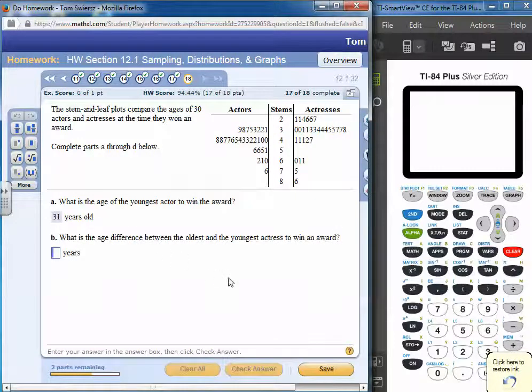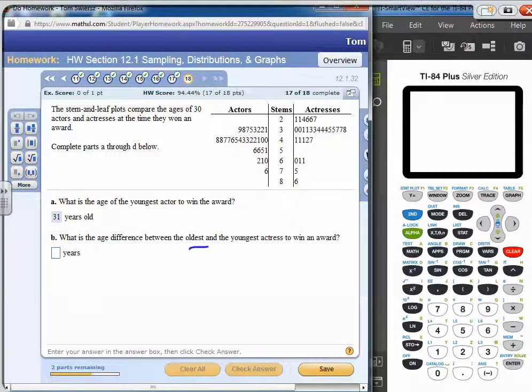What is the age difference between the oldest and youngest actress? Okay, the age difference, so we've got to subtract. So the oldest actress is 86. 8 is the 10, so 86 would definitely be our oldest. The youngest actress is what? It's in the 20s, and the youngest is a 1, 21, right? So 86 minus 21 is a difference of 65 years between the youngest and oldest actress. Again, the actresses are on the right, so we used the values on the right.